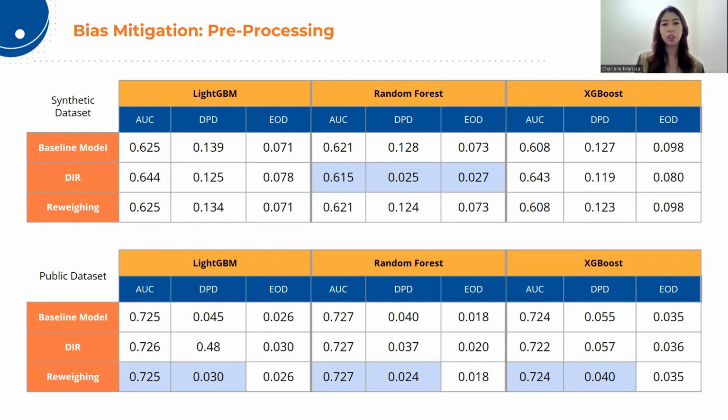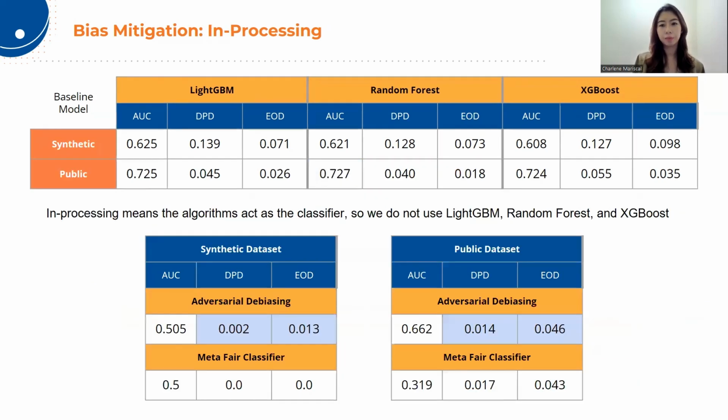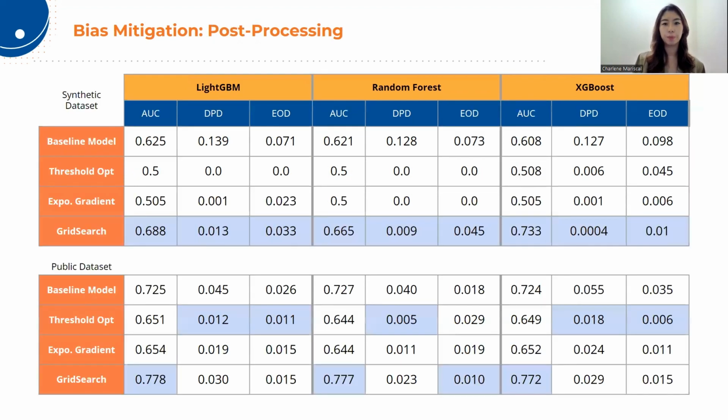With the pre-processing method, the disparate impact remover works with the random forest classifier for the synthetic dataset. Meanwhile, for the public dataset, it's better with the Reweighing algorithm. Although the EOD doesn't improve, it maintains the performance. Next, the adversarial debiasing from the in-processing method performs great on both datasets, but there is a trade-off with the performance. Meta-fair classifier, on the other hand, seems to only handle the balanced dataset, which is the public dataset, but it doesn't give a good result on the EOD and AUC value.